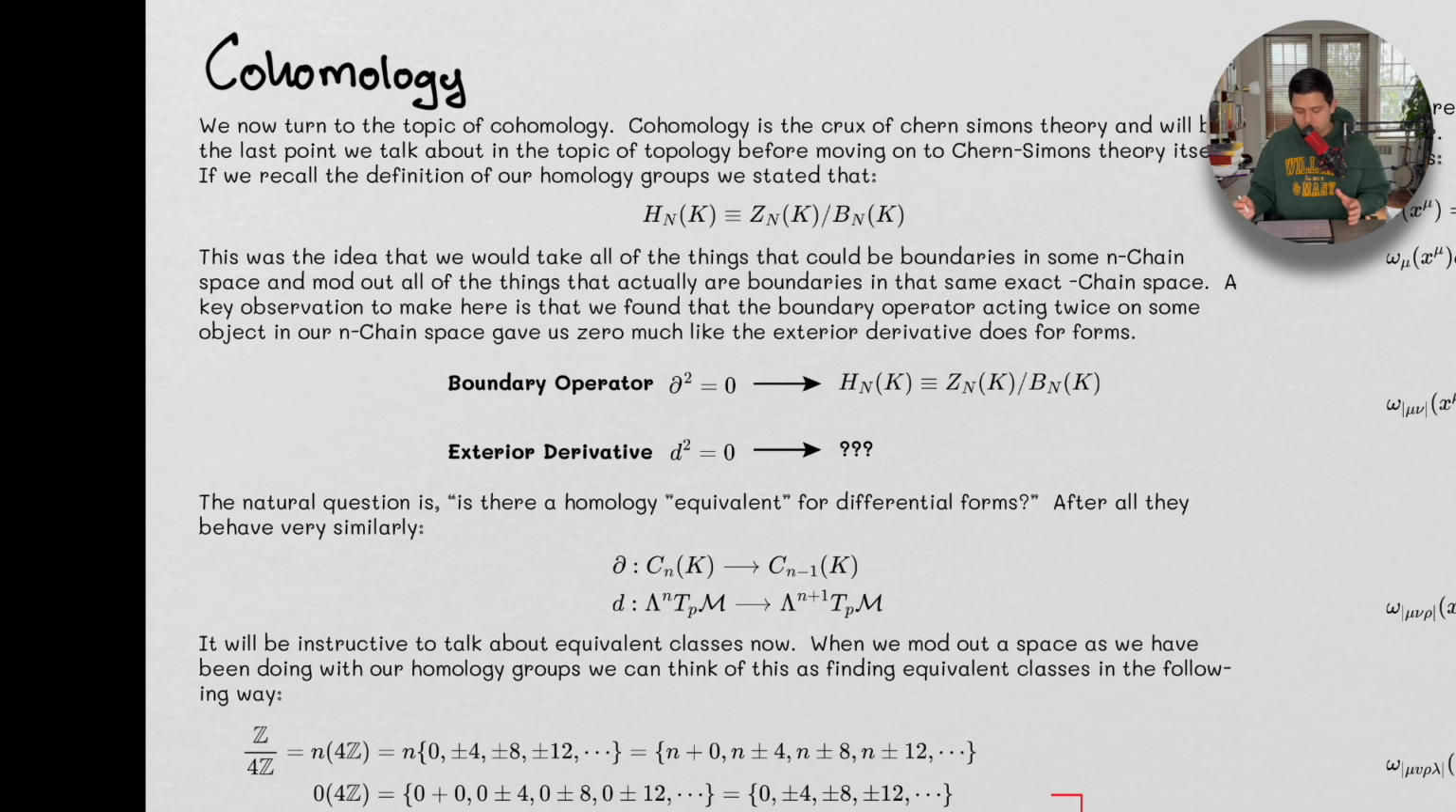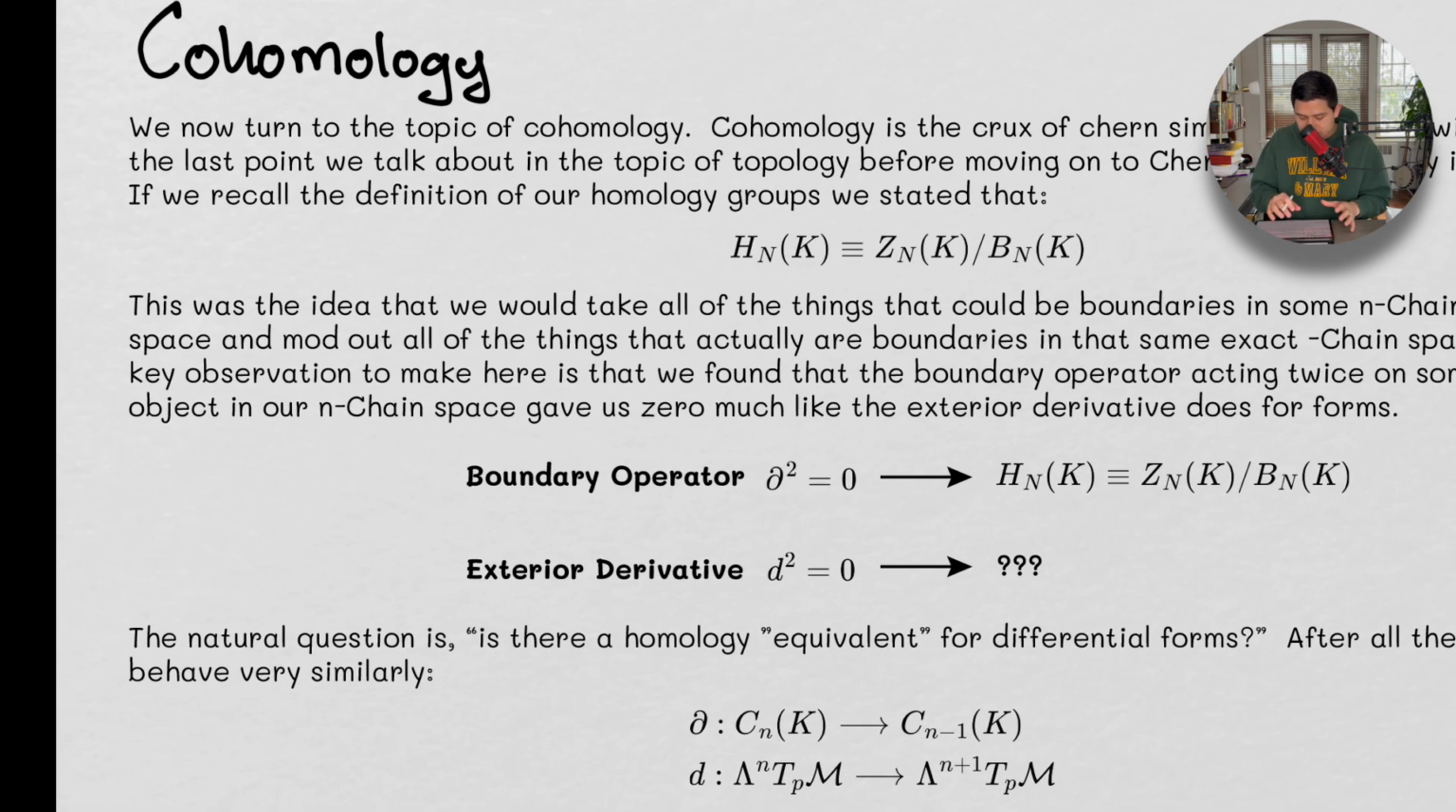Okay, so what is it? I don't want to go too much back into this, but the idea here is that if you have all the things that could be boundaries and you take out all the things that actually are boundaries, what you're left with are things that are sort of non-trivial boundaries. They're things that have holes in them, right? Because they're boundaries, but they are not boundaries of anything, right?